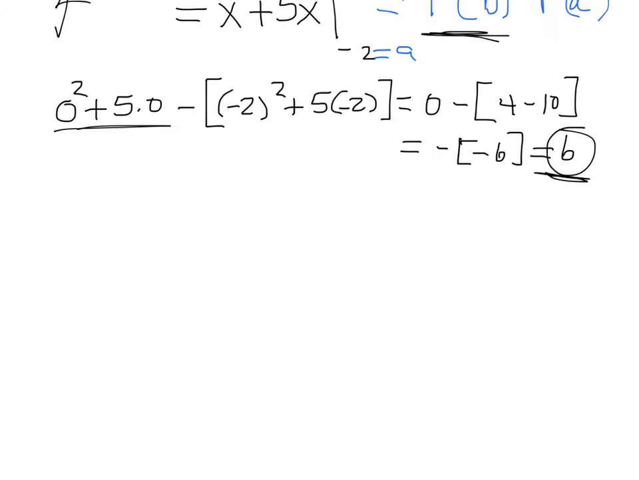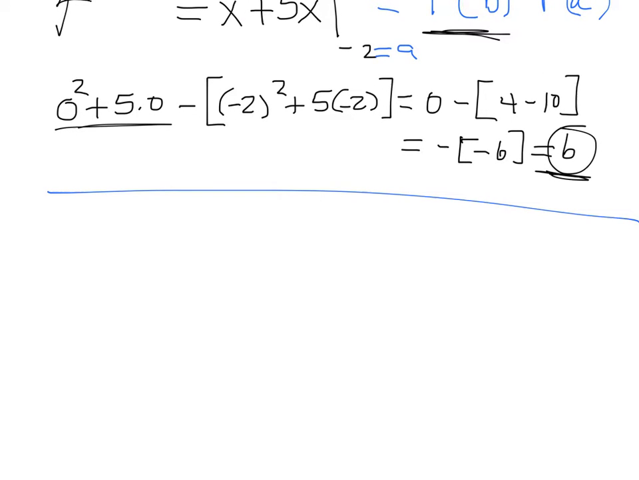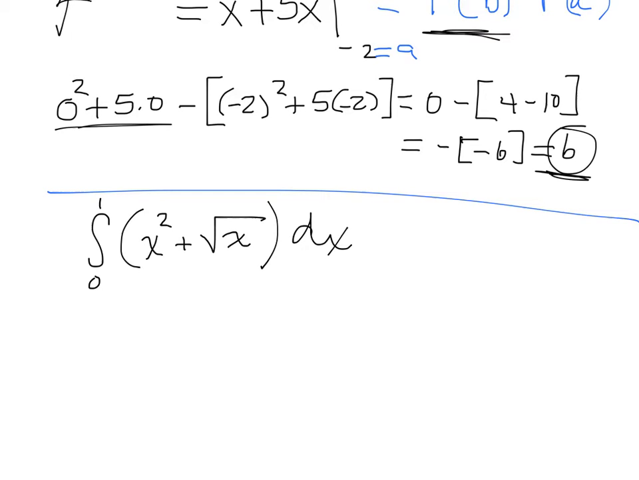Alright, so if I want to find the area from 0 to 1 of x squared plus square root of x dx, well, I go through the same steps. So first I find the antiderivative. So let's kind of get faster at these. Remember what you're doing is you're adding 1 to the exponent, and then the denominator is just the same thing. So that becomes x to the 3rd over 3.